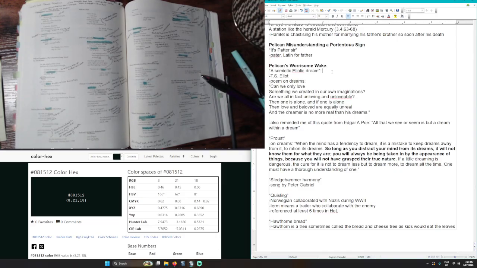And there's lots of references to dreams in T.S. Eliot's work, but I liked this one best, that says, "Can we only love something recreated in our own imaginations? Are we all in fact unloving and unlovable? Then one is alone, and if one is alone, then love and beloved are equally unreal, and the dreamer is no more real than his dreams." So again, it raises the question of what is and isn't real in House of Leaves.